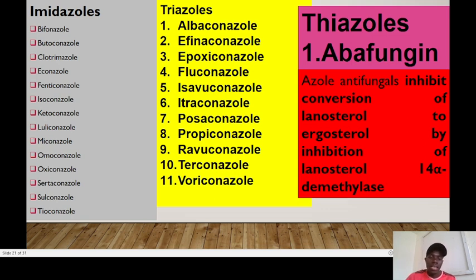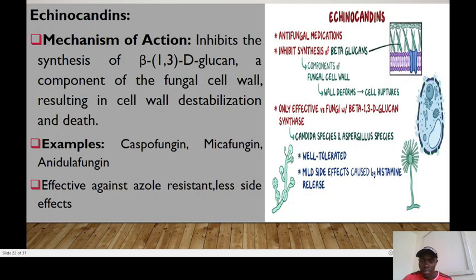Alright? Okay guys, so remember the key thing is that azoles work by inhibiting the conversion of lanosterol to ergosterol, by inhibiting that enzyme involved in the formation of the ergosterol. Alright, so apart from the imidazoles and the triazoles, we also have the thiazoles, of which abafungin is an example. Okay, guys, we have already looked at the polyenes. From the polyenes, we went to the azoles.